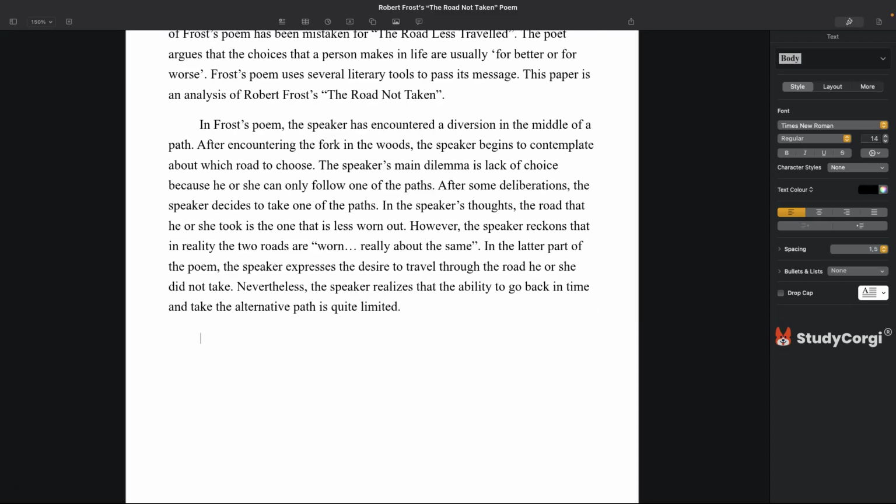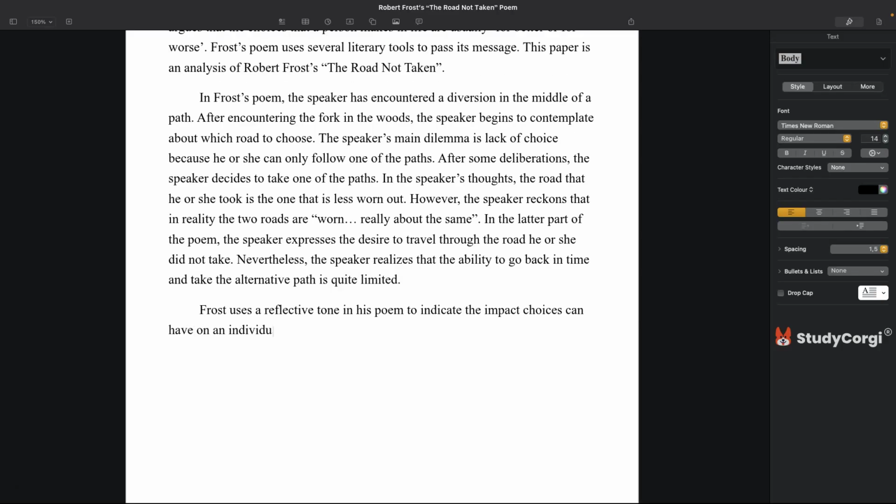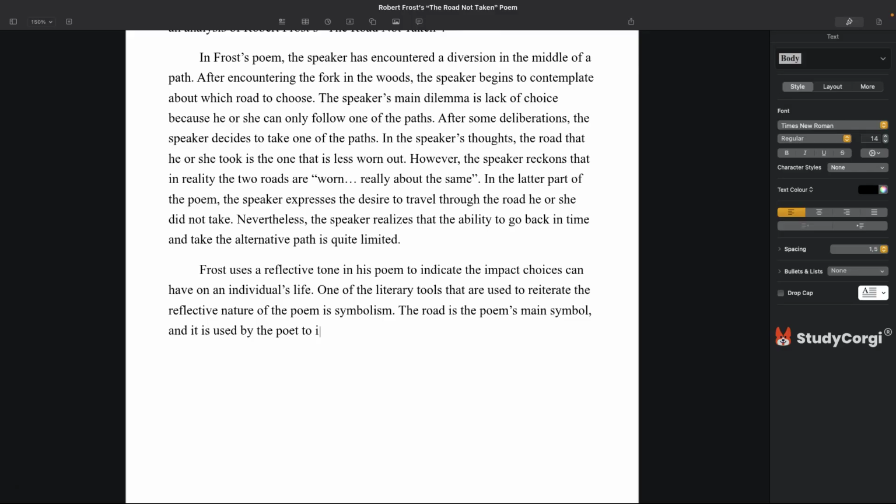is quite limited. Frost uses a reflective tone in his poem to indicate the impact choices can have on an individual's life. One of the literary tools that are used to reiterate the reflective nature of the poem is symbolism. The road is the poem's main symbol, and it is used by the poet to indicate the path of life.